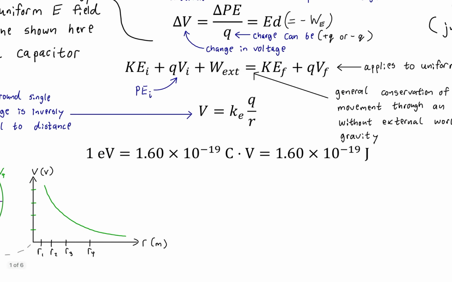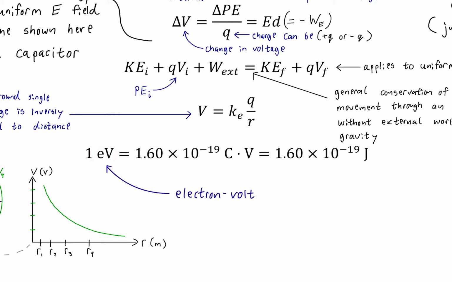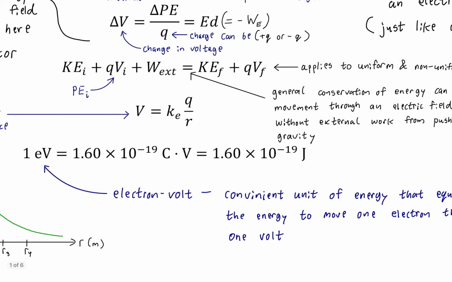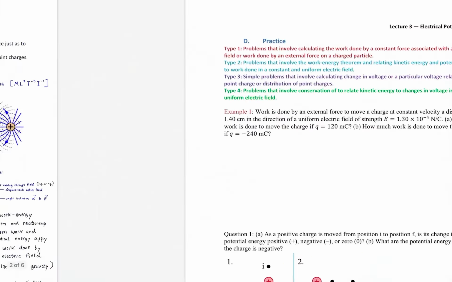So finally, our last formula is just a way to convert energy from the traditional joules to an energy that's more well suited to the small energies of charges called an electron volt. An electron volt is a measurement of energy, and it's equal to exactly 1.6 times 10 to the negative 19 coulomb volts, which is the same as saying 1.6 times 10 to the negative 19 joules. The reason it's a convenient unit of energy is because it equals the energy to move one electron through 1 volt. All right, so let's finally get on to our practice problems.